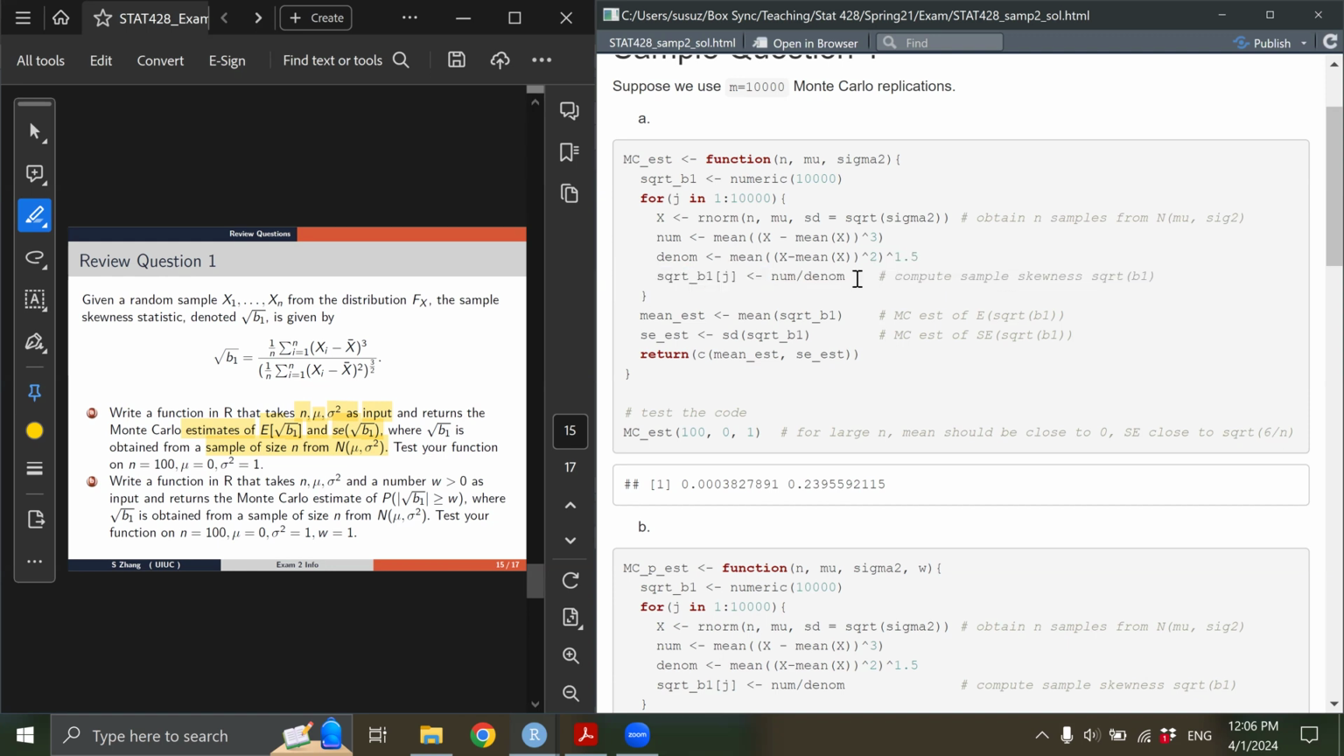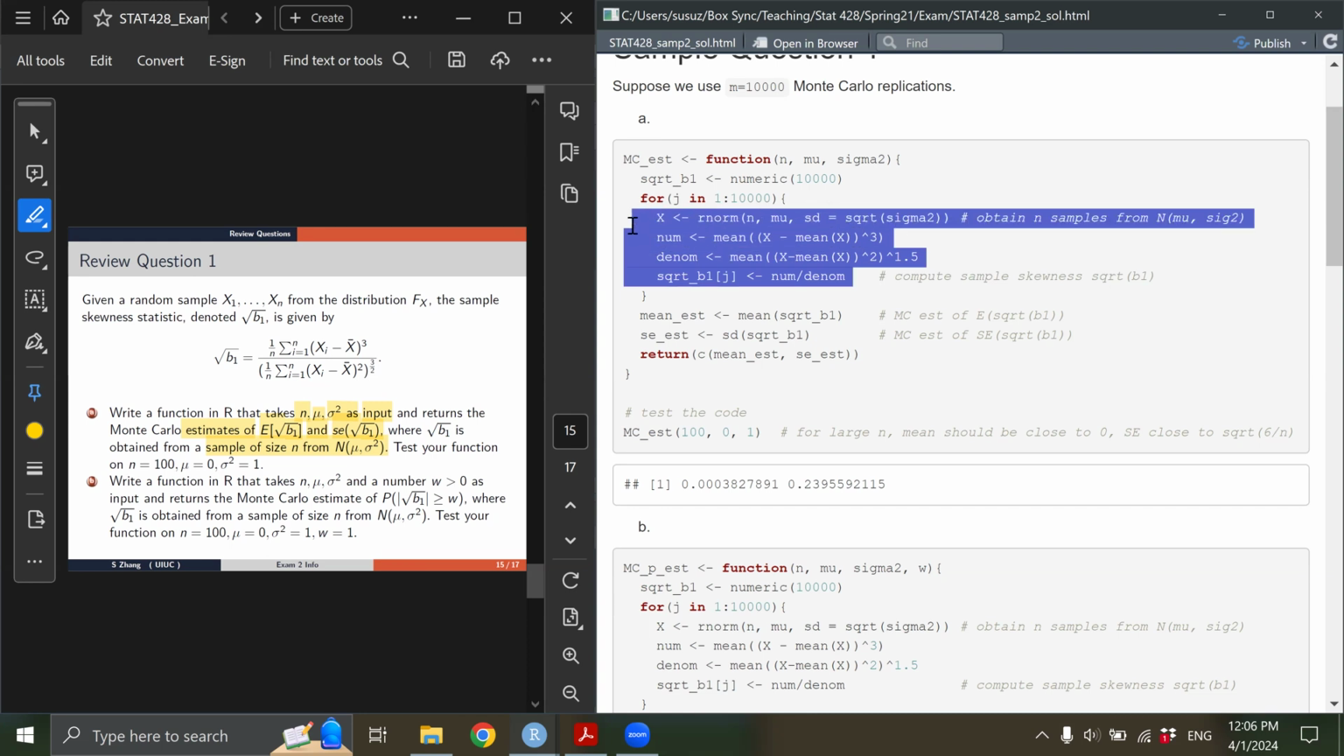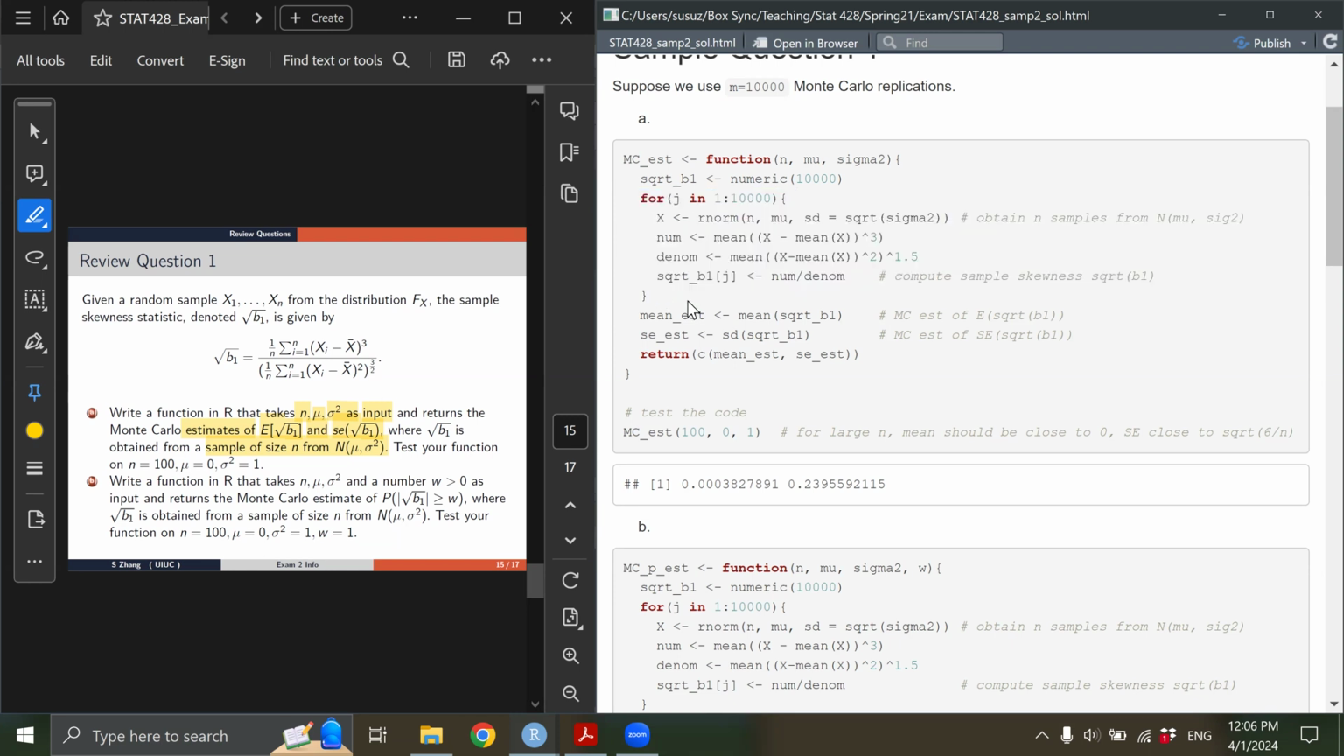Essentially, this part spells out how you transform the x samples you have into the sample skewness statistic. So you should end up with a total of 10,000 of them, and those are the 10,000 Monte Carlo replicates of your sample skewness statistic. To estimate the mean and the standard error, you just take the sample mean and the sample standard deviation, and then your function can return the vector containing these two things.